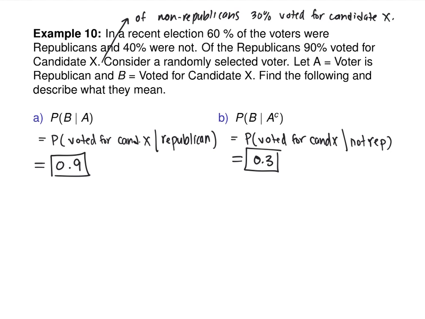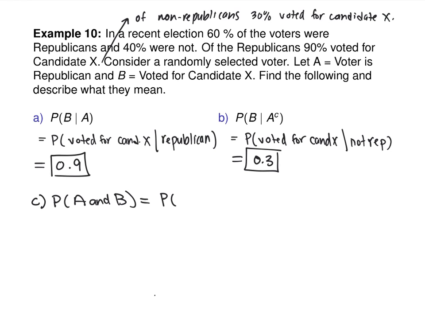And the book has a question like this that's quite similar, and I want to add in a part C where we're going to use those to do something, okay? So question C, what I want you to do is find probability of A and B. Probability you voted for candidate X and you're Republican. It's not the same as the A given B. 54%? Yes. How did you find that?